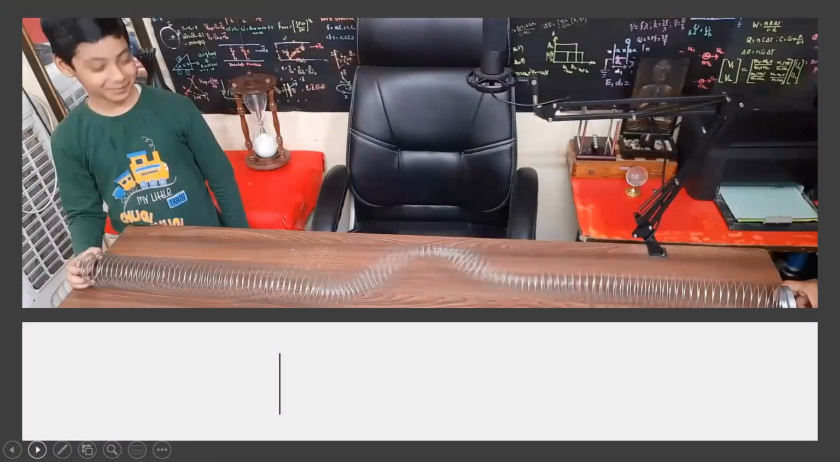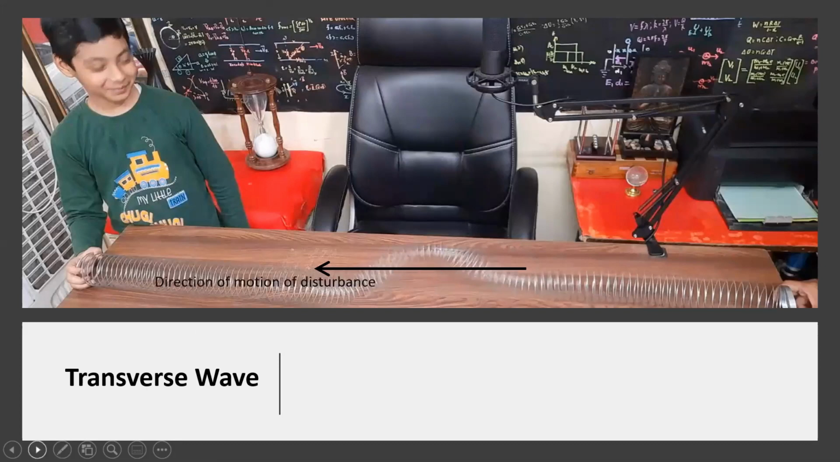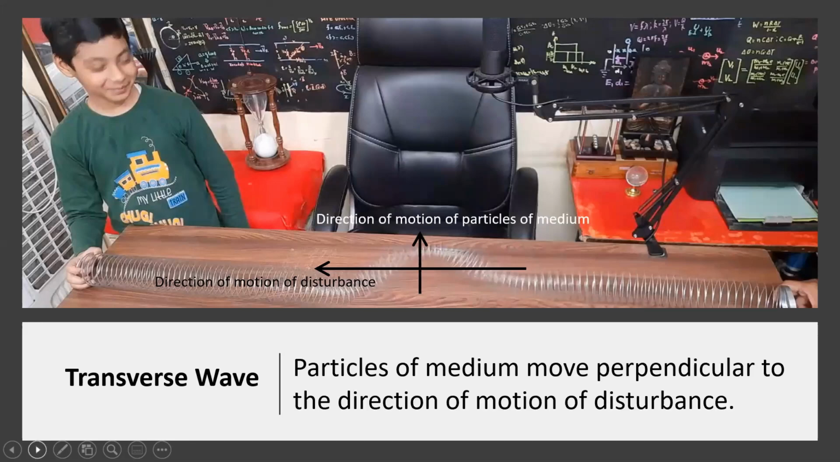Then we saw two different types of wave. So the first is the transverse wave. What is a transverse wave? We saw that the disturbance was traveling along the length, so this is the direction of motion of the disturbance, and particles of the medium were moving perpendicular to the direction of the disturbance. So a wave motion in which particles of the medium move perpendicular to the direction of motion of the disturbance is called a transverse wave.